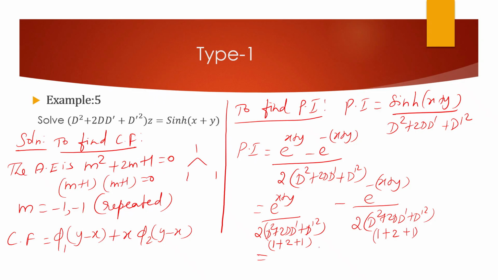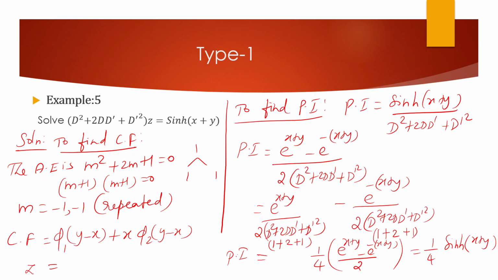So how can we write it finally? I can take that 1 by 4 outside, because I again have e power x plus y minus e power minus of x plus y by 2. So this is nothing but sine h of x plus y. So the particular integral is sine h of x plus y by 4. That is the difference here. So the complete solution z is nothing but CF plus PI, which gives the complete solution. I hope you understand how to solve the first type of homogeneous linear PDE. Thank you.